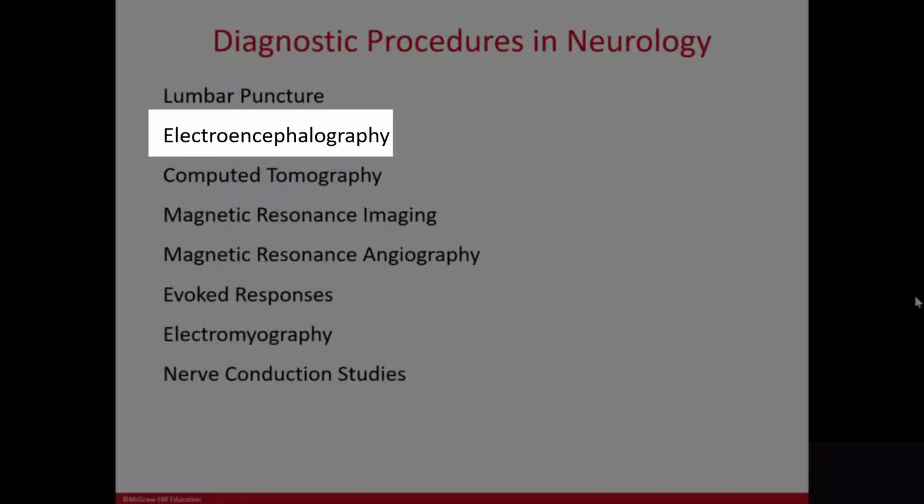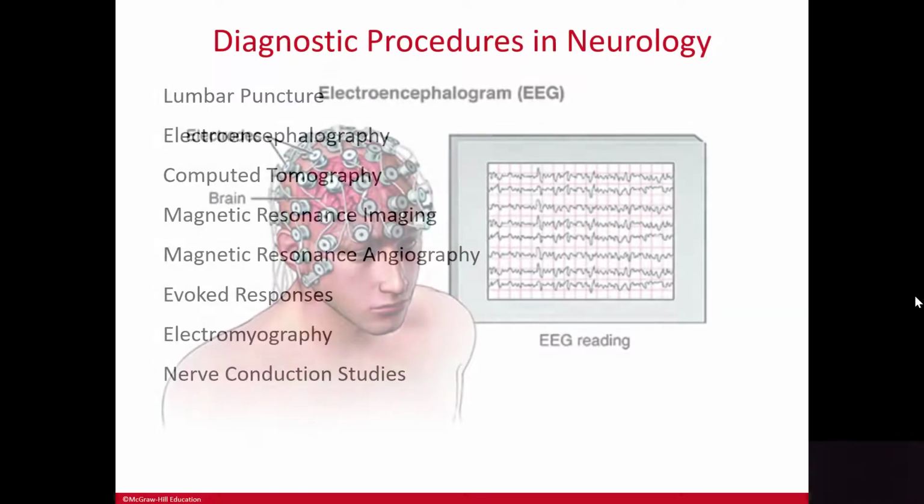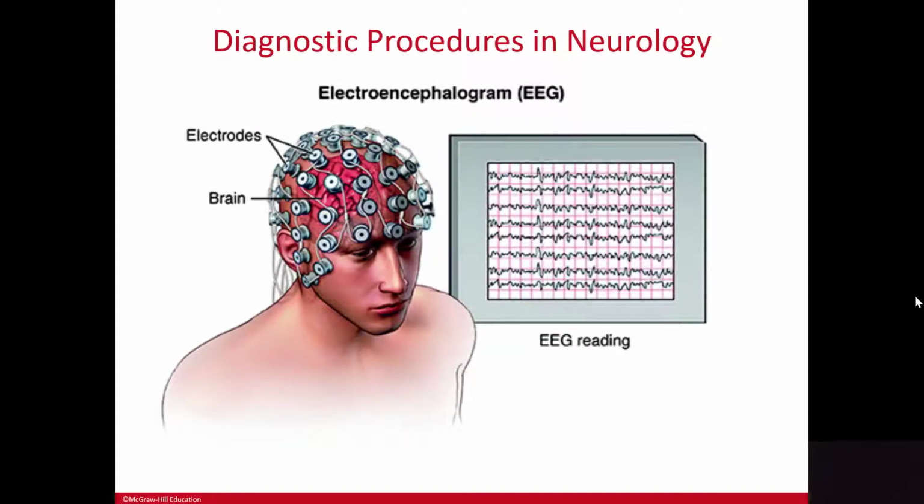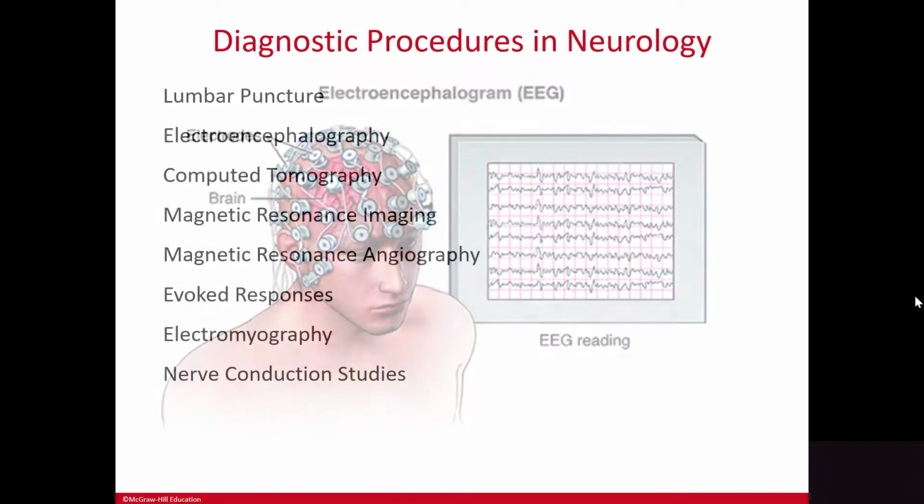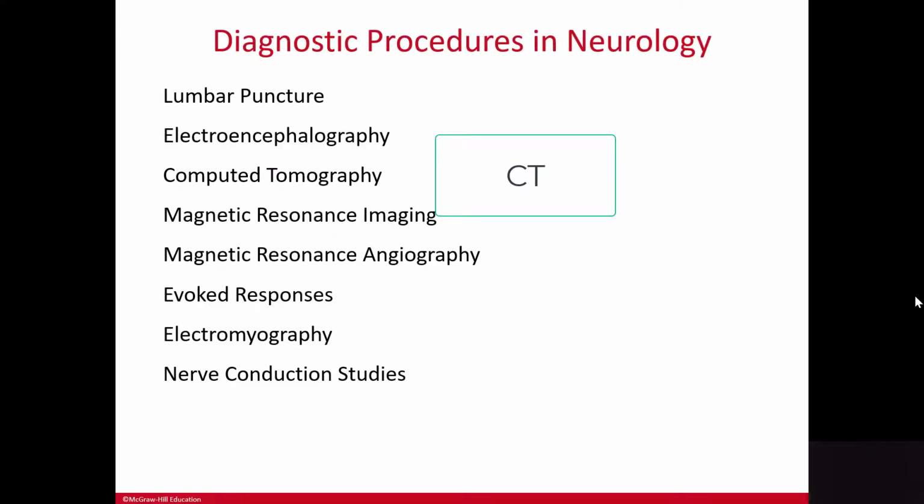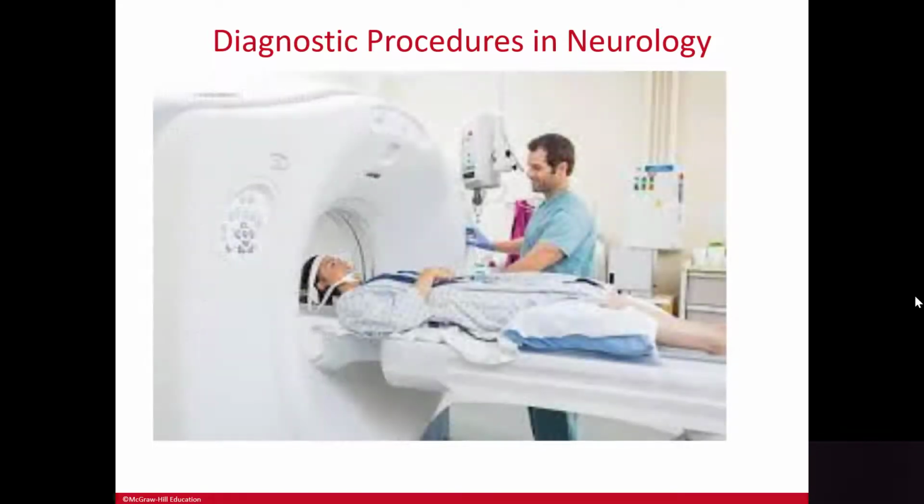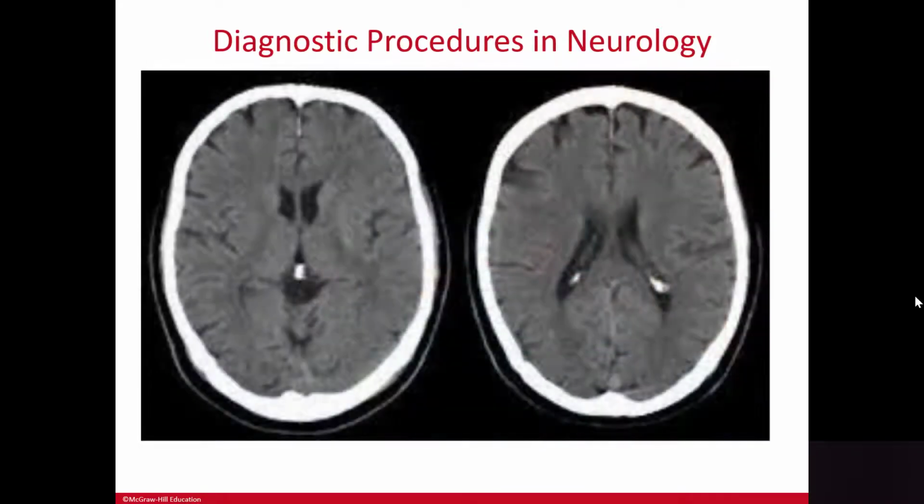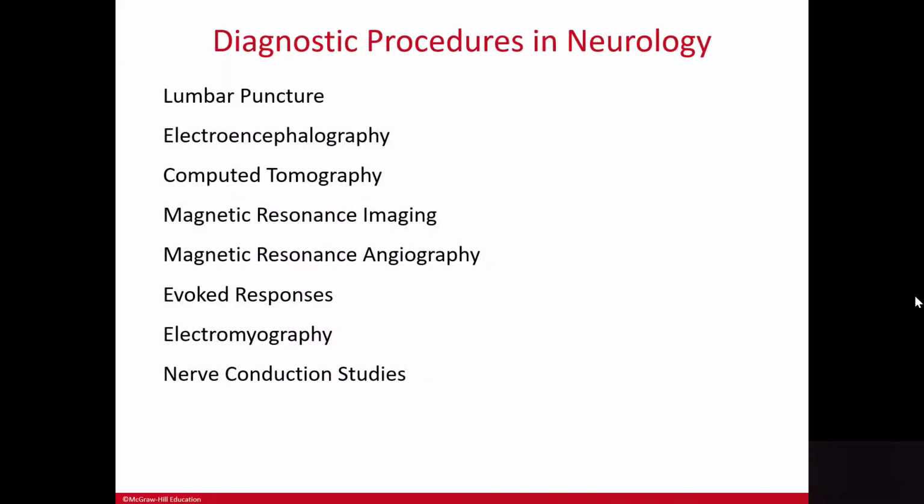Electroencephalography records the electrical activity of the brain, and we use that to diagnose seizure disorders, sleep disturbances, and brain damage. Computed tomography, or CT scans, generates images of slices of the brain to diagnose a huge, wide variety of diseases, including strokes, tumors, ischemia, birth defects, all kinds of things.